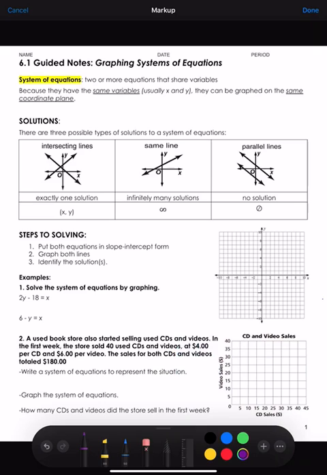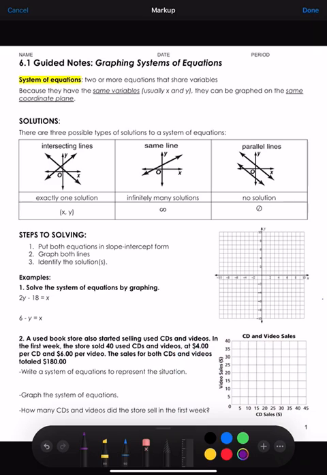An important thing to note is that because they have the same variables, which are usually going to be x and y, they can be graphed on the same coordinate plane. Because we have the x-axis and the y-axis, I can put two different lines on that same coordinate plane. And that leads us to the solutions.